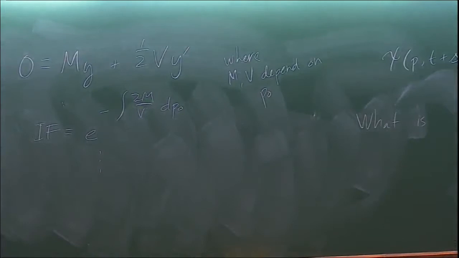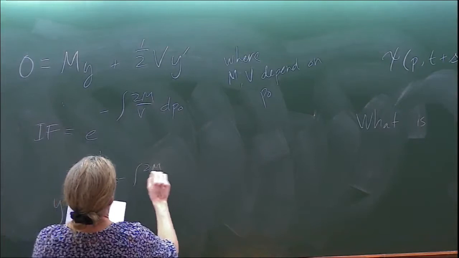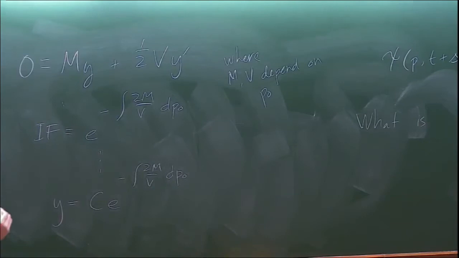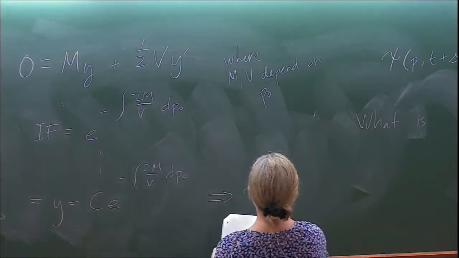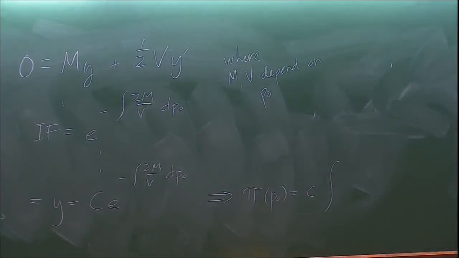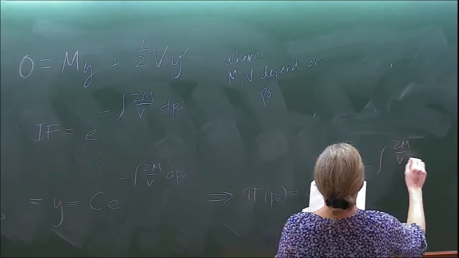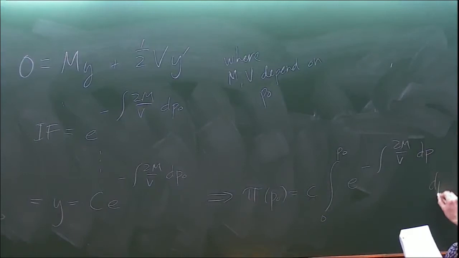And you get, I guess, y equals some constant. But y is dψ, right? So that gives us our π. π of p0 is another integral, c. I just need to integrate one more time. Yeah, that's looking a little nasty, but that is the answer.